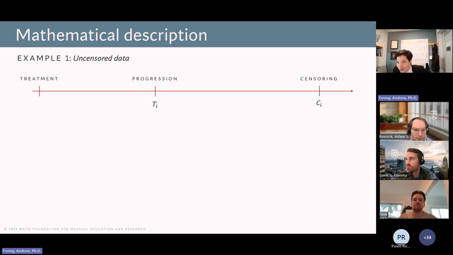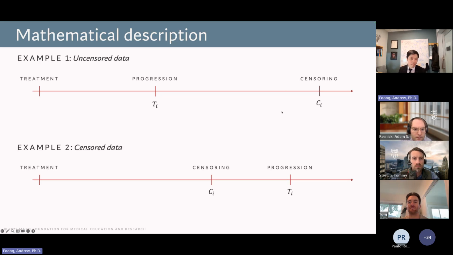So this is easier to explain with a timeline. So let's imagine this is somebody's timeline. So they have treatment at time 0, then they are cancer-free for a while, and then they progress at some time TI. And then you follow them for another while, and then eventually the study ends or they drop out. So that's the censoring time. So this is an example of a case where we have uncensored data, we observe the event of interest, and CI is greater than TI, and delta I is 1.